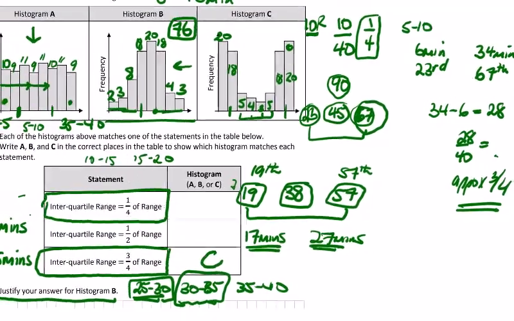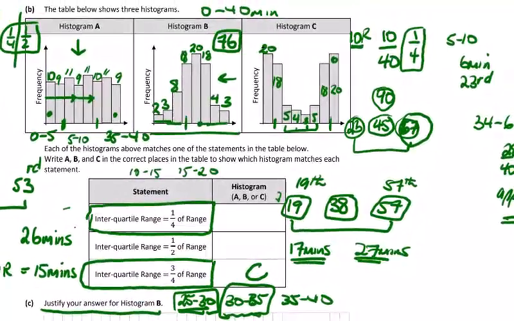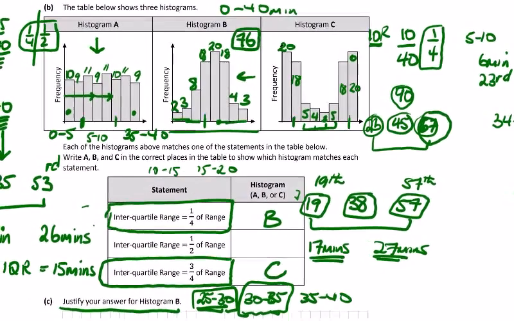The half, well, we got a quarter definitely for B. So this one has to be B. And then A, we could change the data slightly and we get exactly a half for A. So BAC. So a question that could be on the Leaving Cert in 2022.